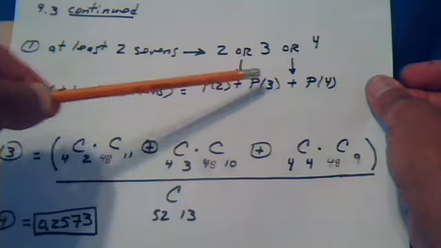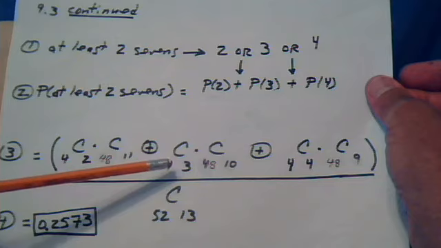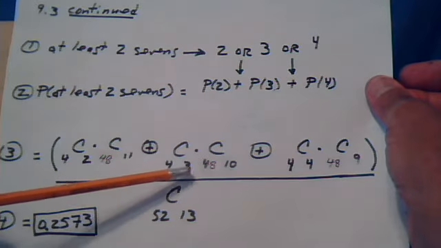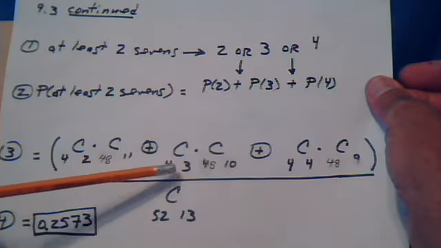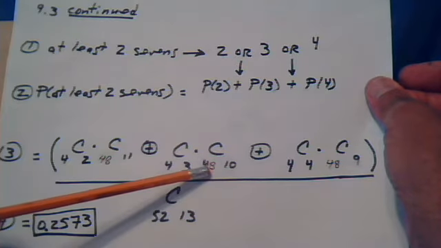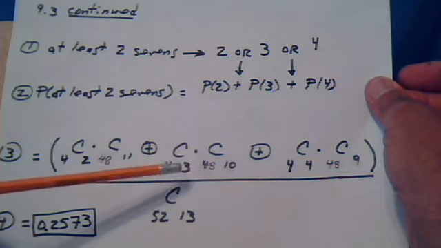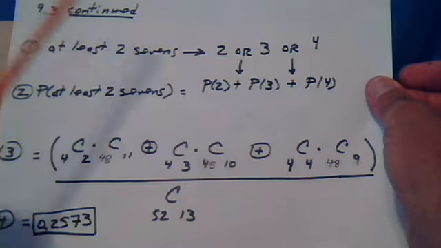For a probability of 3, you take your 3 cards from the 4 sevens that are available. You take your 3 sevens. Now you've taken your 3 sevens. From the other 48 cards that are not sevens, take 10. Why 10? Because 10 plus 3 is the 13 cards you were dealt.